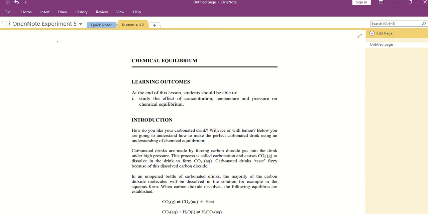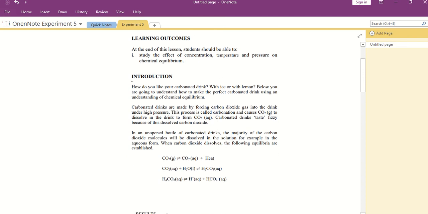Okay, it is chemical equilibrium. We want to study the effect of concentration, temperature and pressure on chemical equilibrium. So, in this experiment, we use carbonated drink. Carbonated drinks are made by forcing carbon dioxide gas into the drink under high pressure. The process is called carbonation.